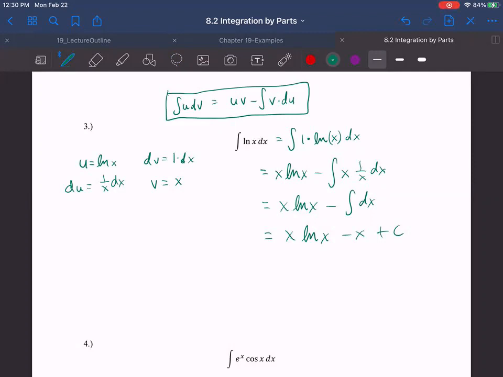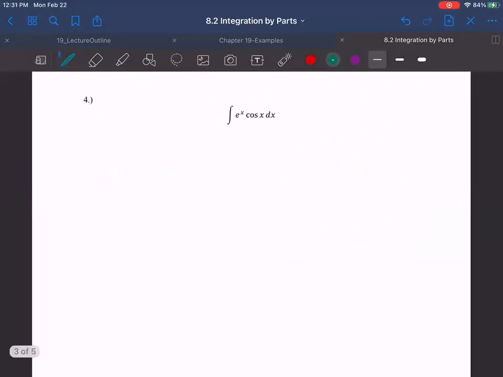Cool? And you could check that one. You could do the derivative and you'll get that back, because when you do the product rule, you'll end up with x times 1 over x, and then the derivative of x is also 1, so you have like 1 minus 1. It'll cancel. All right. What about this one?